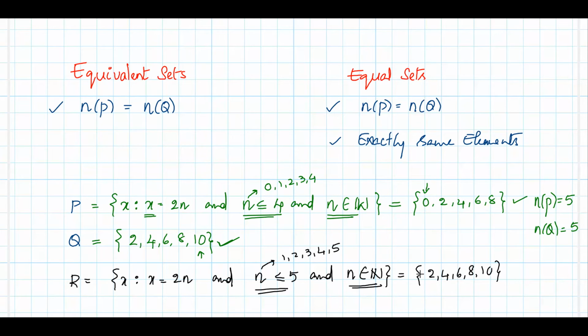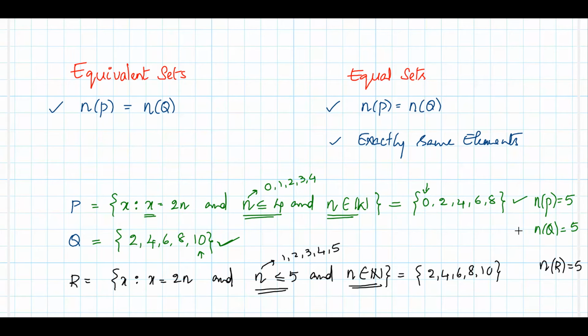So what is the cardinality here? n of R is 5. So yes, R is equivalent to sets P and Q because the cardinality of all these three sets is the same. So all these three are equivalent sets, that's clear.